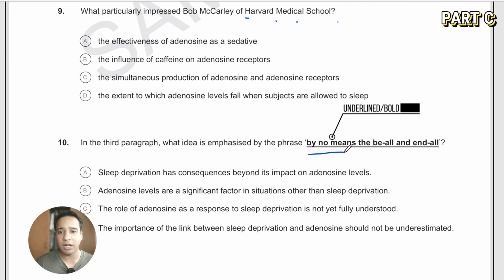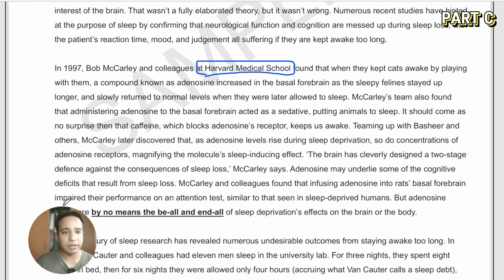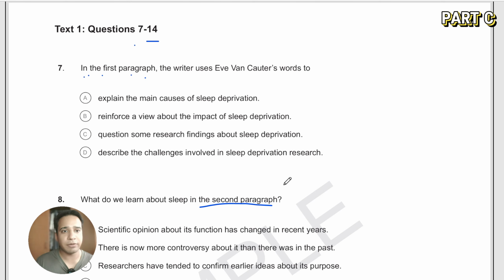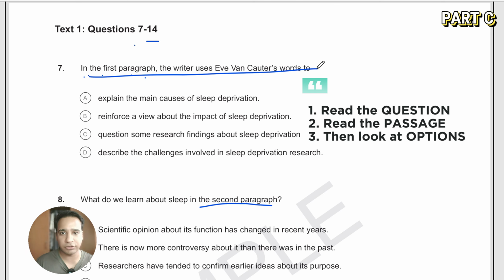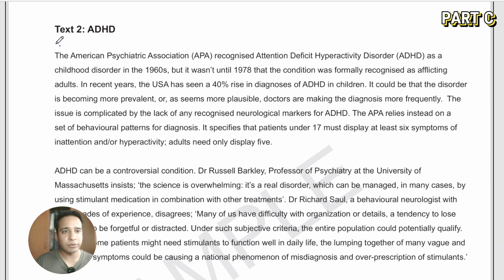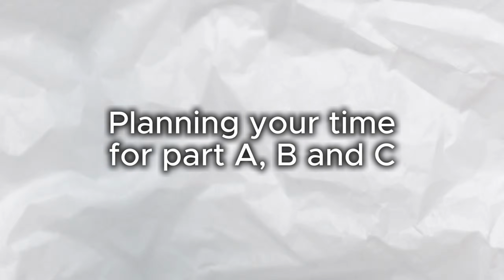Sometimes they have underlined, highlighted, or bold text. It means you have to find this text in the passage and then find the answer. For example, that text is here. Here you will answer the same way. Read the question, go to the first paragraph, and then come back to the options and choose the best one. You will do the text too the same way.